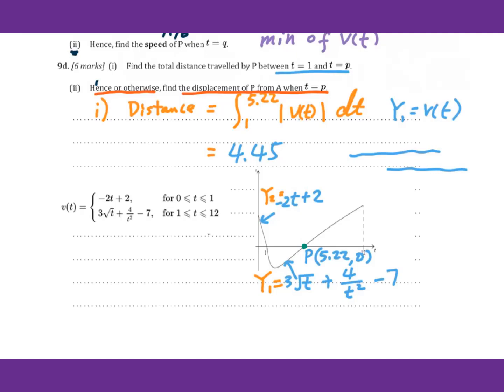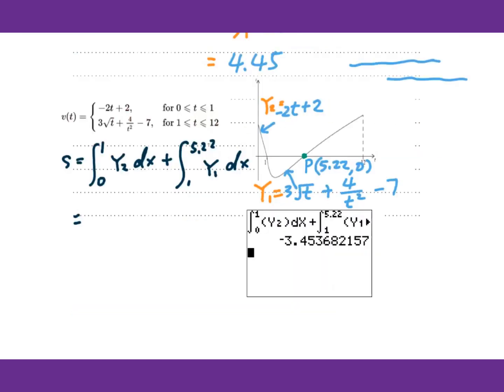So the displacement equals, from 0 to 1, the integral of y2, plus from 1 to 5.22, the integral of y1 dx. Then you will get the answer. Put it into the calculator, you will get negative 3.45. Displacement is negative, which means it is on the left side of the origin.